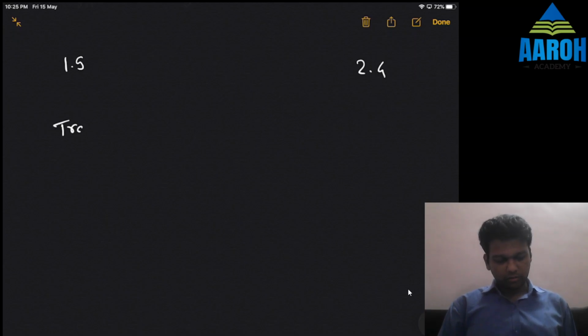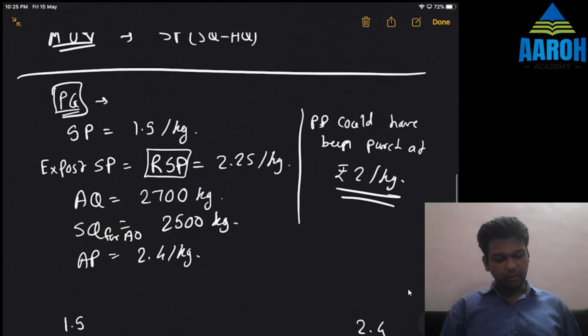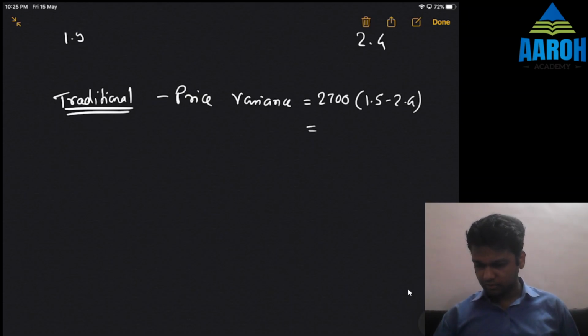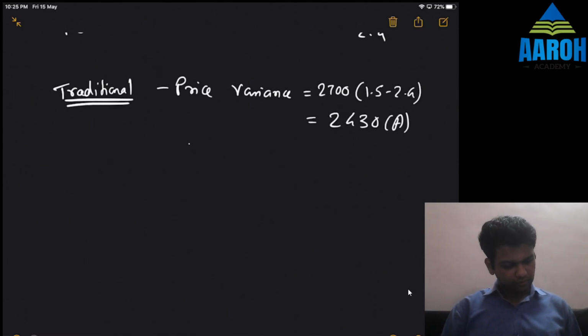So traditional price variance would be standard price minus actual price, that is 1.5 minus 2.4, multiplied by actual quantity, which was 2700 kgs. So calculate how much is that. It is 2430 adverse. Okay, because price is more.